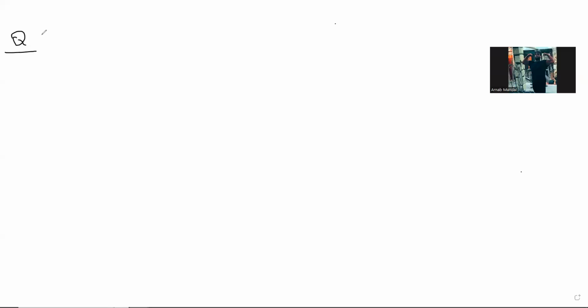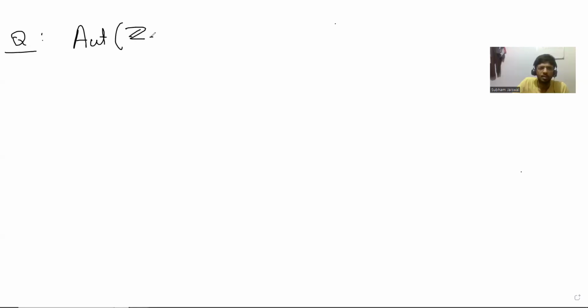The automorphism group of Z2 cross Z2 is isomorphic to S3. You have to show that. Okay. So already this Z is what I was considering that day. I was considering some Z mod something and Z. So already came here: the automorphism group of Z2 cross Z2 is isomorphic to S3. All right.